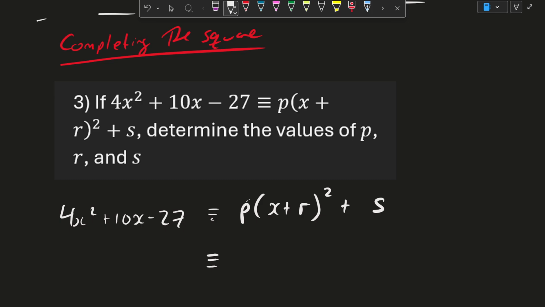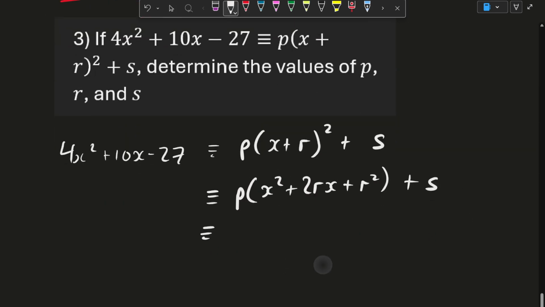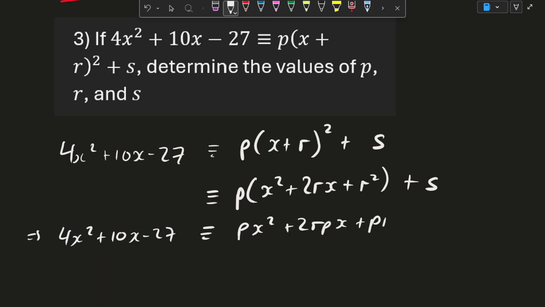We'll instead just expand out p times x plus r squared plus s. So we'll have p times x squared plus 2rx plus r squared plus s, not plus p, that's definitely meant to be plus s. And then we expand the p outwards, and I might as well just write the left-hand side back in. We get px squared plus 2rpx plus pr squared plus s.